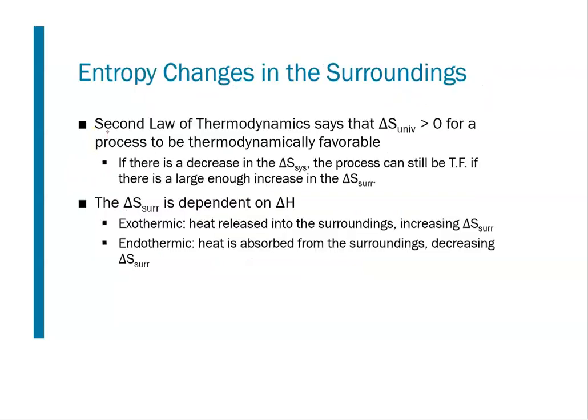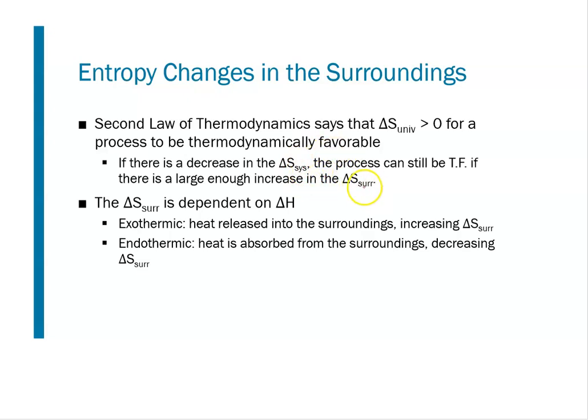So here, our second law of thermodynamics says that the delta S of the universe has to be greater than 0 in order for it to be favorable. So the universe is the system plus the surroundings. So if I want to know if the process is favorable, then I need to also know the delta S of the surroundings. So what this boils down to is if there is a large enough increase in the delta S of the surroundings, then it can overcome any negative value of the delta S of the system, and the universe can still be positive.